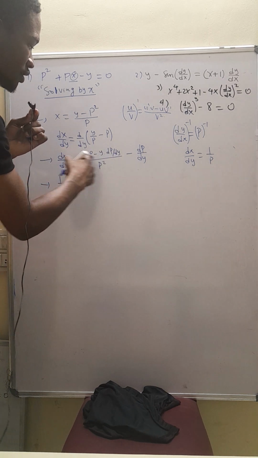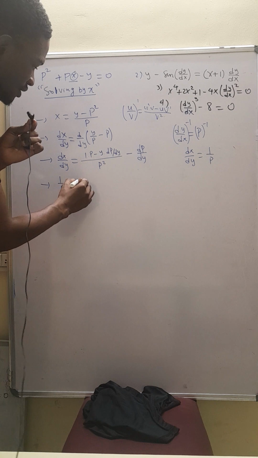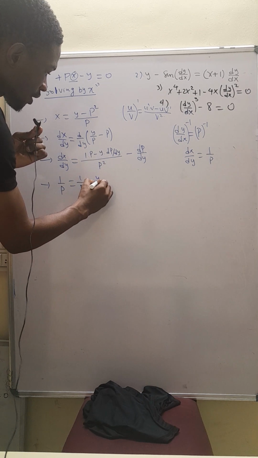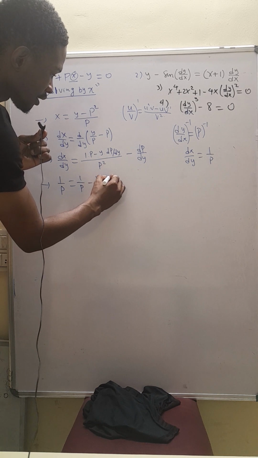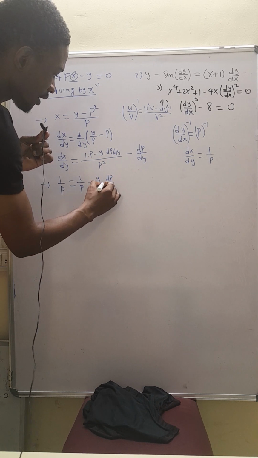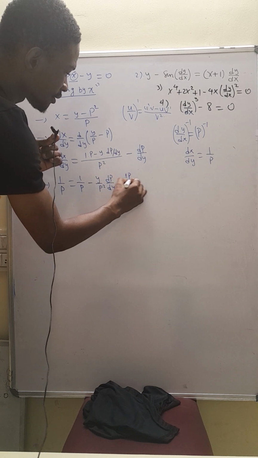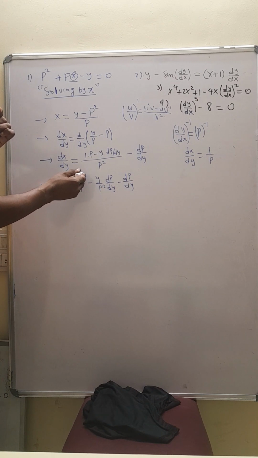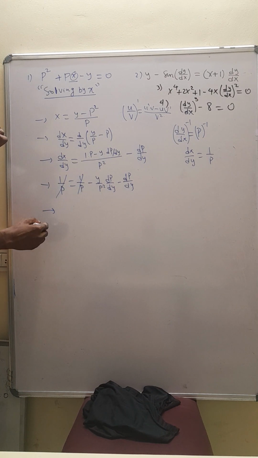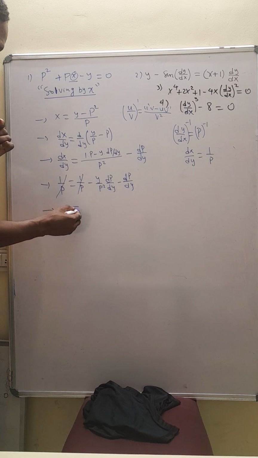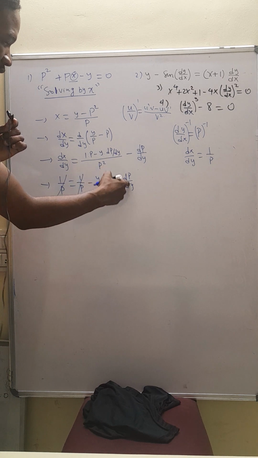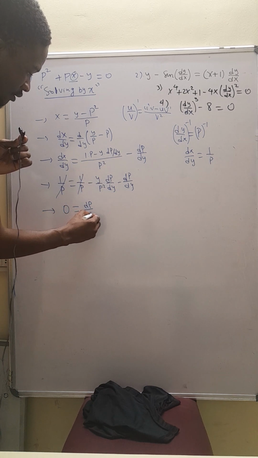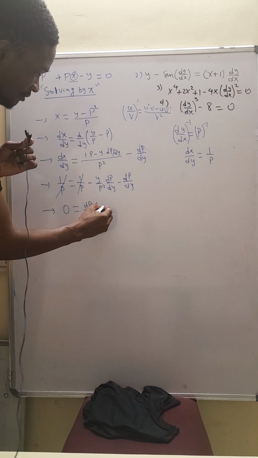Then here, just solve. This divided by this will be 1 upon p. Then this divided by this will be minus y upon p squared dp/dy. Minus dp/dy. Then see these two expressions, they are equal. They are on different sides, so it will be 0. This and this, you can just take common dp/dy.